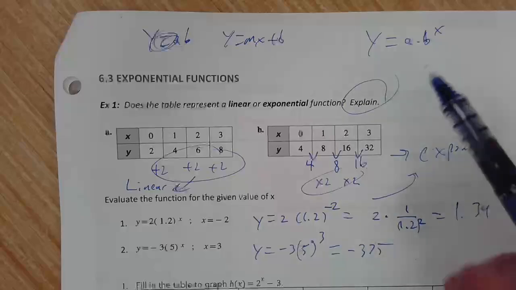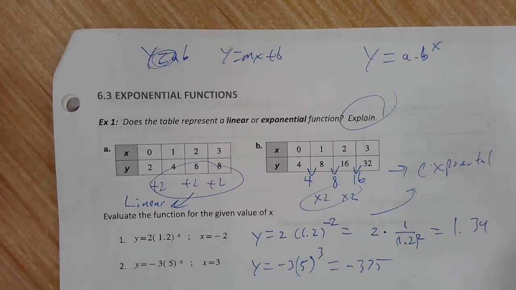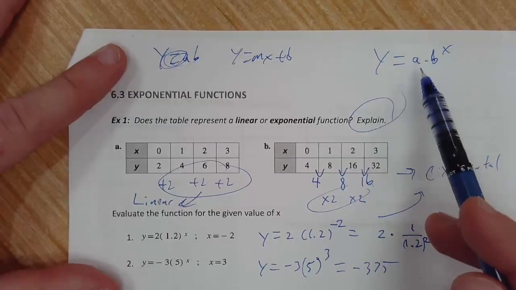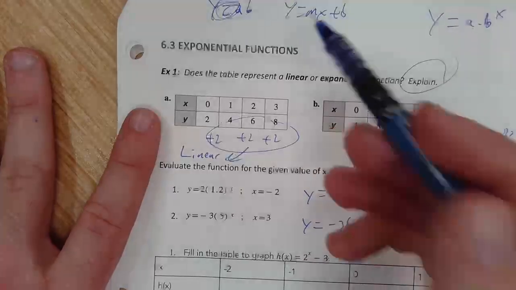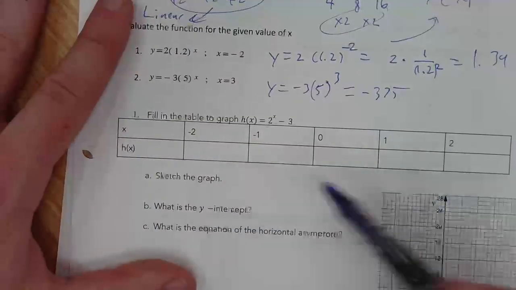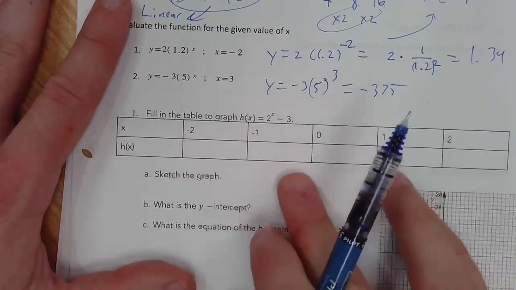So here's the thing. Yes, the exponential function has a slope, but that slope is constantly changing, and we're not able to draw it just by getting the slope. Linear, you can draw once you get the slope, but exponential, you have to get some points to plot it. So that's why I gave you the table. Let's fill in the table.